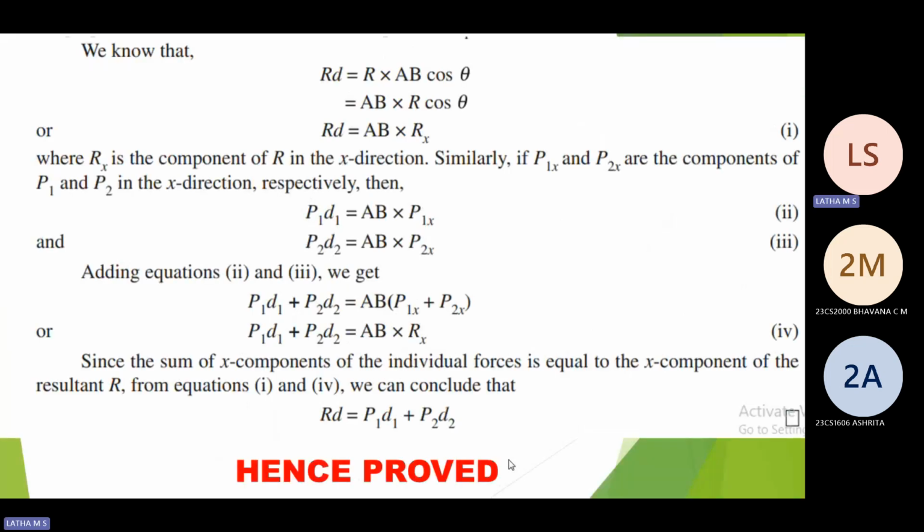Next, now look to your book. What is the diagram you have drawn? Relatively, you check the equation. R into D. R into D is what? R is the resultant. D is a perpendicular distance.